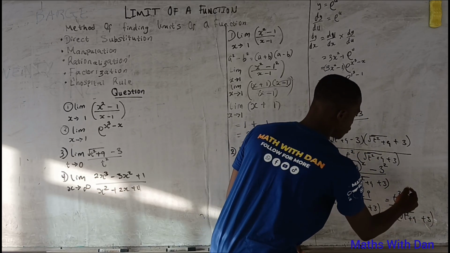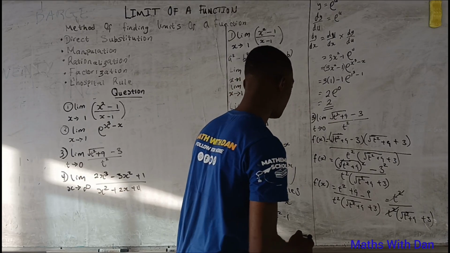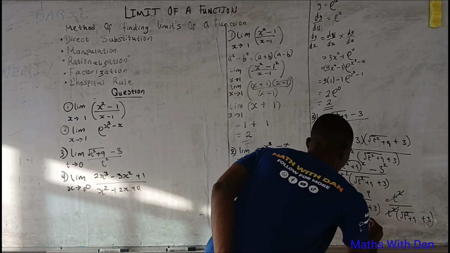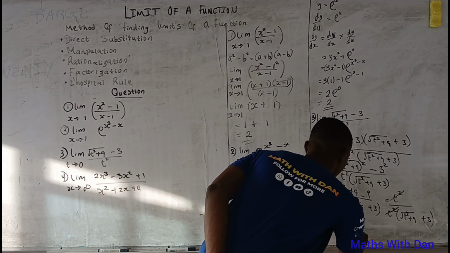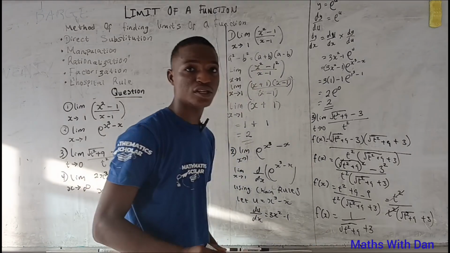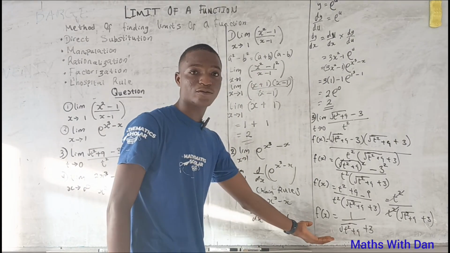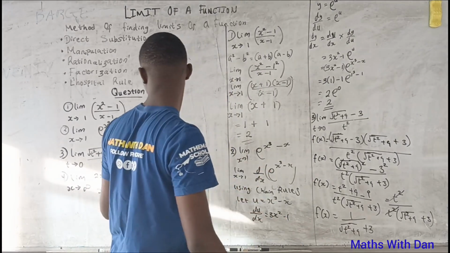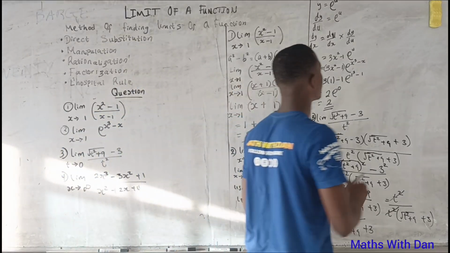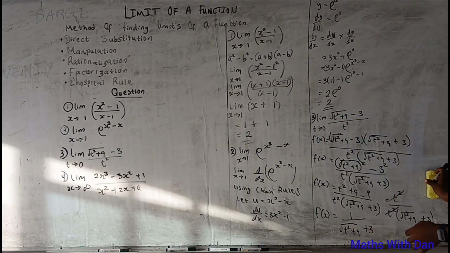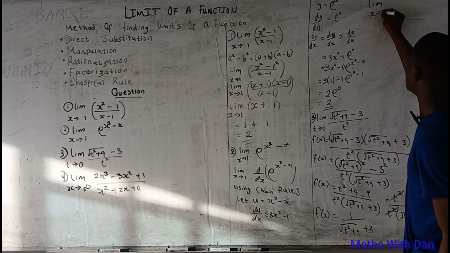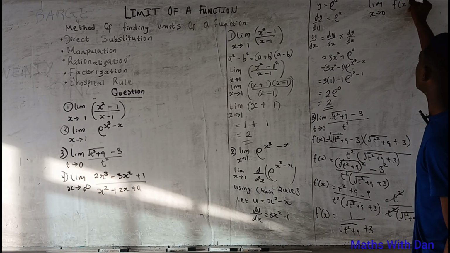So this will cancel this, right? So you will now be left with what? f(x) is equal to 1 over square root of t squared plus 9 plus 3. So this will be the function. We are now to find the limit of x approaching 0 in this new function. So let's plug it here. We have the limit of x approaching 0 of this function.